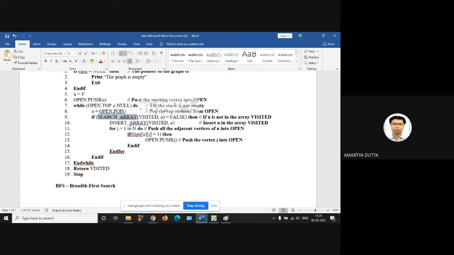So search array visited U. The search array function has two arguments. The first argument is the array name and the second argument is the required vertex. Okay, it is false. So obviously line number 9 is false. So execute line number 10, that is insert visited U. Here U is A. So insert A in the visited vertex. Okay, up to line number 10.